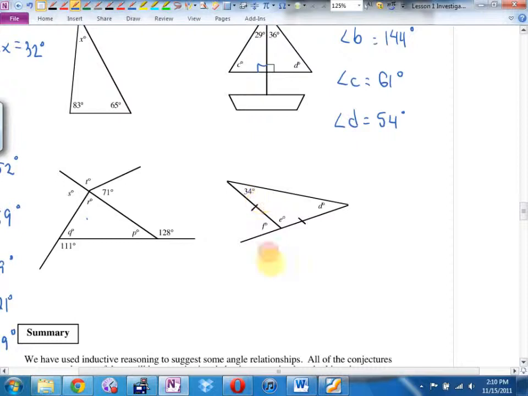I totally agree with you. And then they want me to find angle E and angle F. Let's keep going, Boston, my friend. Angle E. Or 180 minus 34 times 2, or more specifically, as a number, as an answer. 112? Yeah. Oh, how big's angle F?